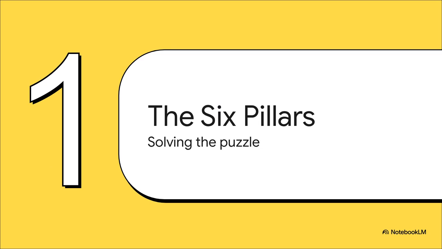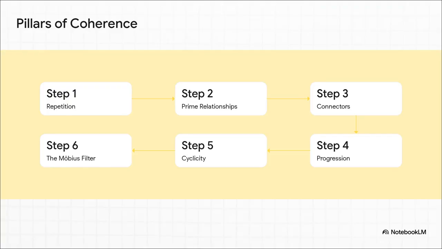To actually see this web for ourselves, we're going to need a few tools. And these tools are the theory's foundation, the 6 pillars of coherence. Once we get these, we can solve our puzzle. Our journey here is going to start with some simple ideas, like repetition and prime relationships. Then we'll build up to concepts like connectors and progression. And we'll finish things off by looking at hidden cyclicity and this really powerful mathematical tool called the Mobius filter. Once we have all these, our puzzle won't stand a chance.